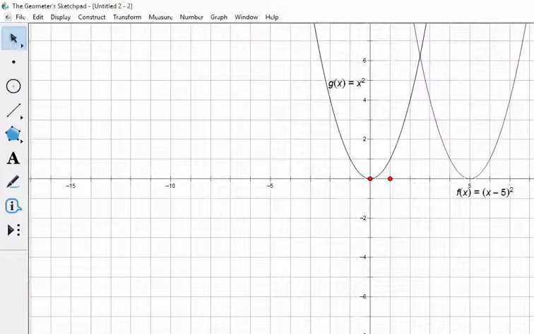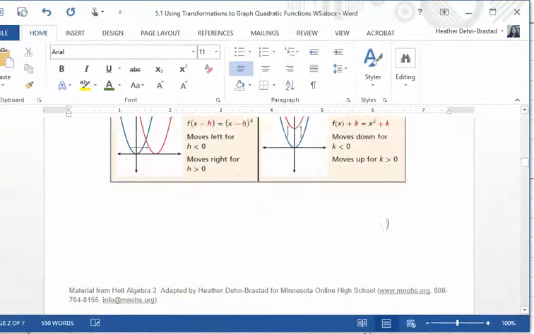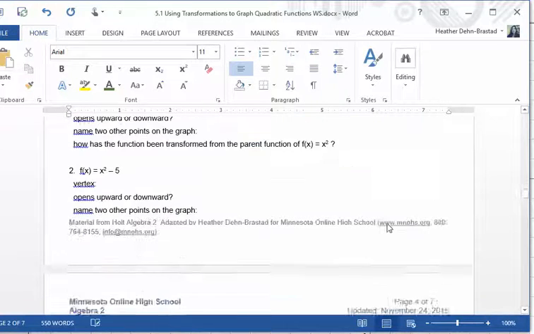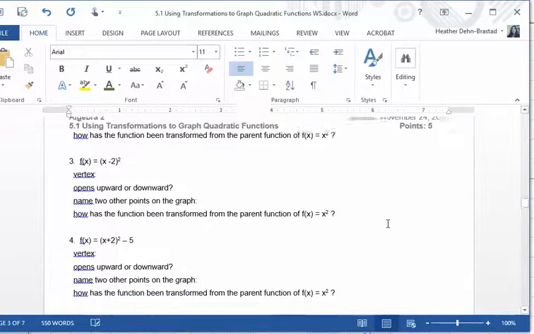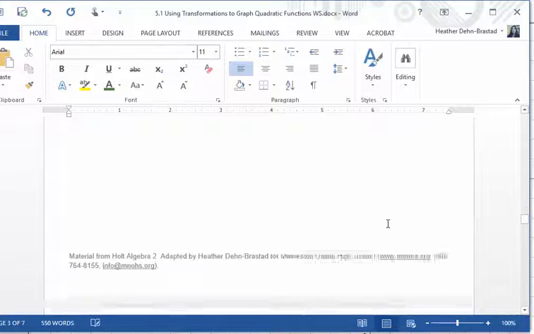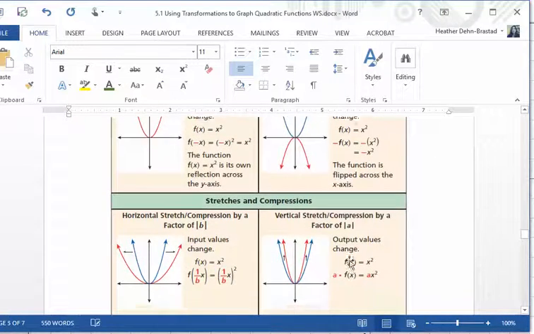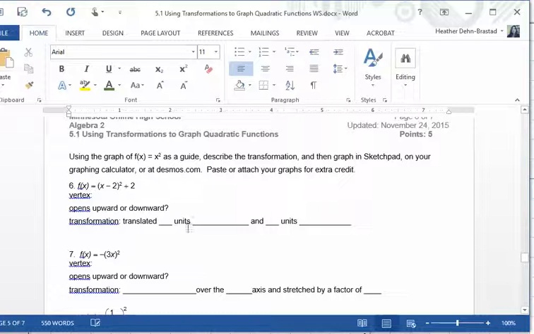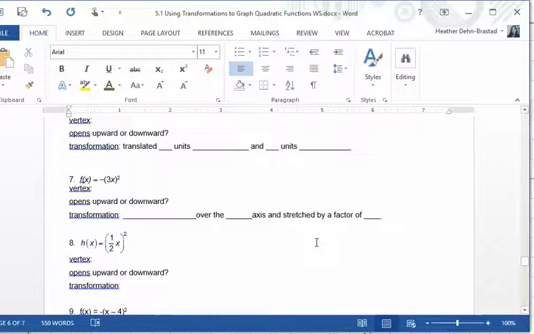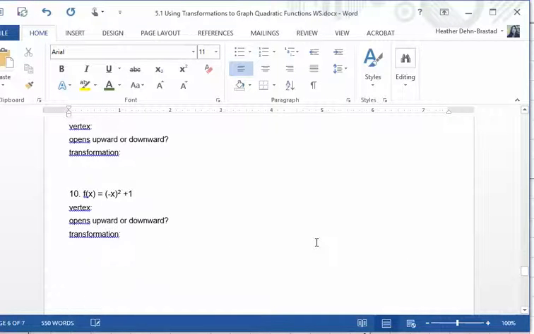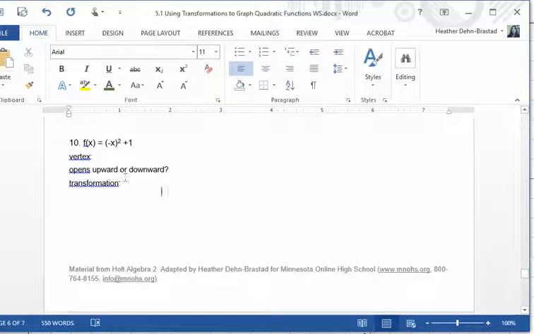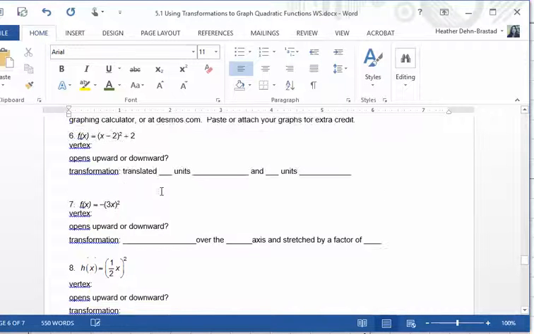Oops, that's back to Sketchpad now. So on the worksheet, as you go through, you're going to be graphing and you're going to be describing what these different quadratic functions look like, how they have been changed, and so on and so forth. And there's different ways that they can be changed, and then you'll be graphing to see was it translated, was it a reflection, was it flipped over the x-axis or the y-axis, was it stretched, was it compressed? So when it says transformation, you have to say, was it a translation, a reflection, a dilation, or you can call that a stretch or a compression.